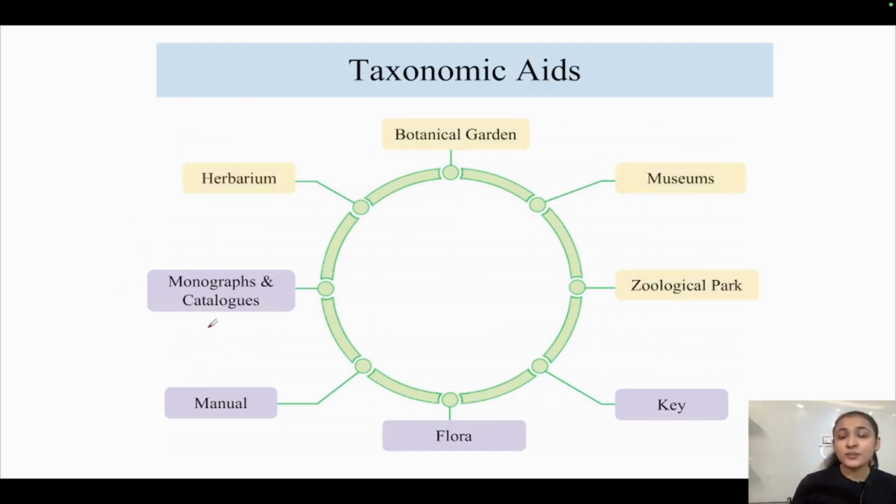So these are all taxonomic aids. But for the purpose of this video, as I already told you, this video is divided into two parts, that is, two videos. This is video 1. In this video, we will be covering herbarium, botanical garden, museums and zoological parks.